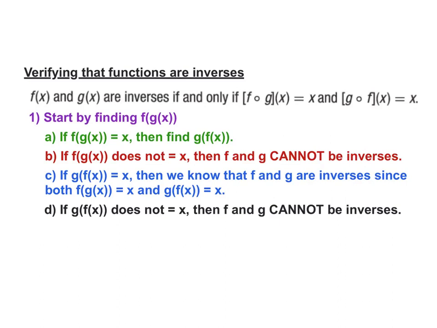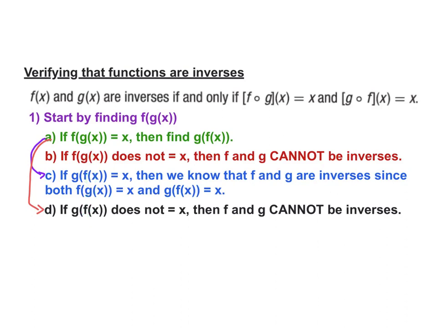Okay? It is possible, but very unlikely, that you go from A to C, but it is also possible to go from A to D. That you find f of g of x and it equals x, and then g of f of x doesn't equal x. That's going to be rare, but again, they both have to equal x in order to be inverses. That's A and C. Okay?